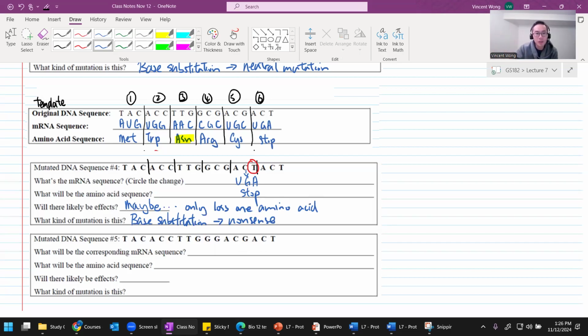However, you can also argue this protein only has one, two, three, four, five amino acids. So if you lose one amino acid, that's like 20% of the protein gone, right? So it could be pretty bad, right? Compared to something that's like 100 amino acids long and then you lose one and you still have 99% of the protein there. So it's going to be context dependent. That's what I'm trying to say.